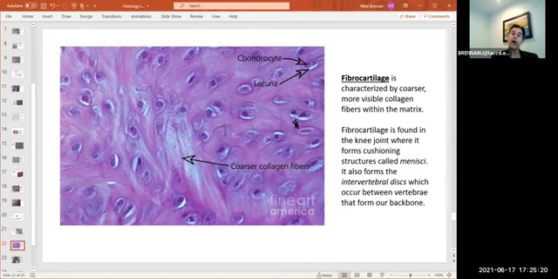Anyway, fibrocartilage is found in the knee joint where it forms cushioning pads called menisci. Also, in between each vertebra, each bony element of our backbone, vertebral column, or spine, it forms what's called a disc, an intervertebral disc. And then we have some others in other parts of the body, like the pubic symphysis, in the front where the right and left hip bones meet together.